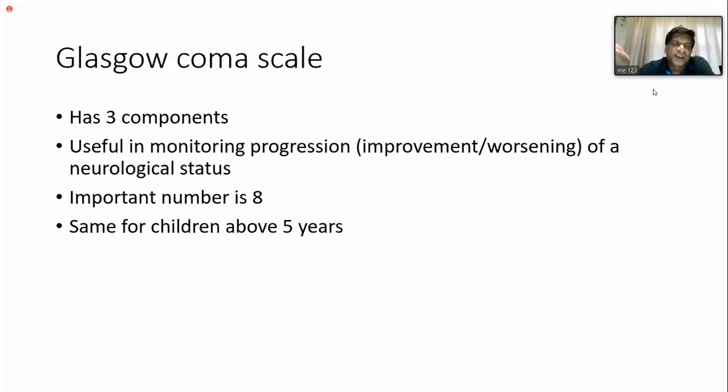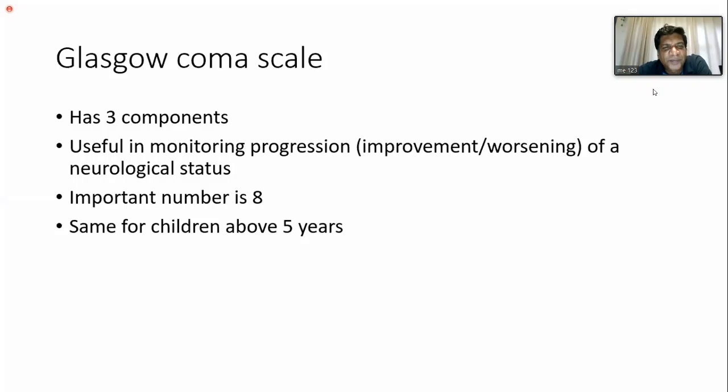Whereas, say a diabetic patient comes in coma, his Glasgow Coma scale is 8. After treatment, it becomes 13. That means it has improved, which indicates the treatment has worked. So like that, you can assess improvement or deterioration with the Glasgow Coma scale. And then the magic number is 8. Glasgow Coma scale of 8.